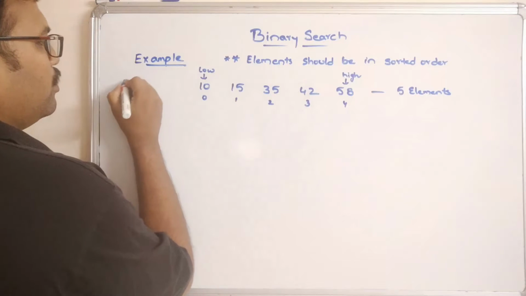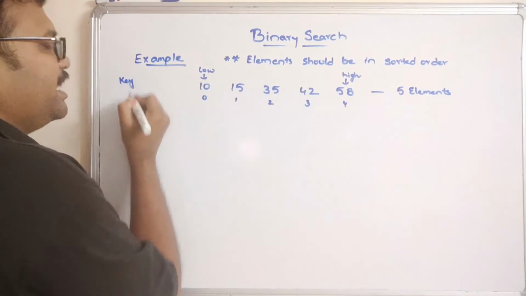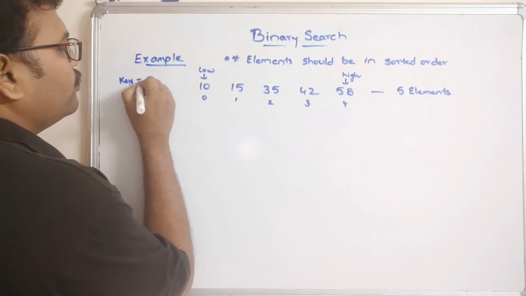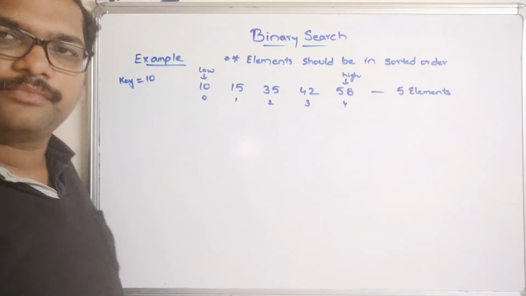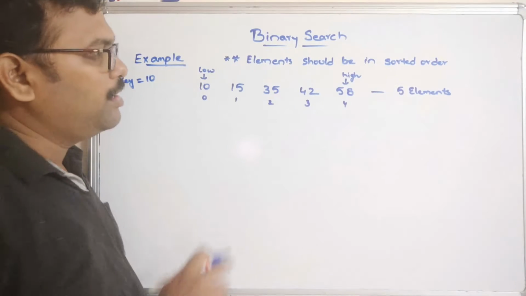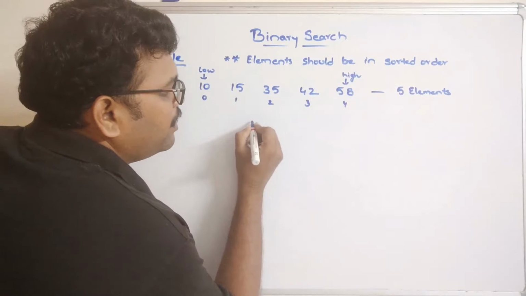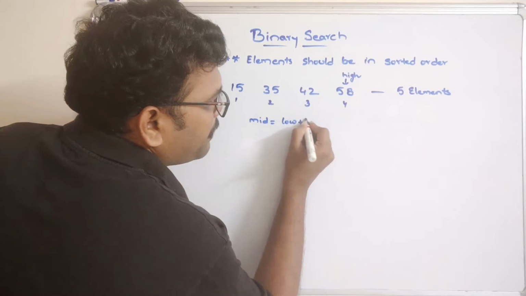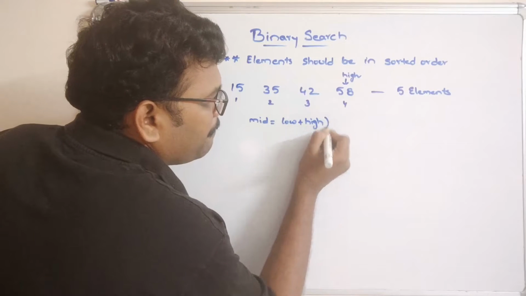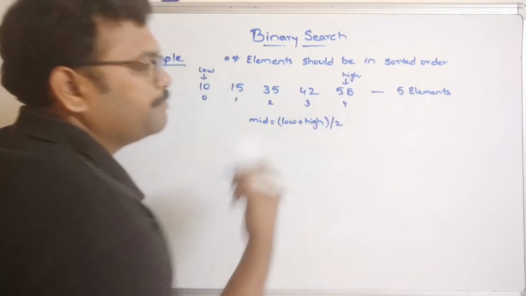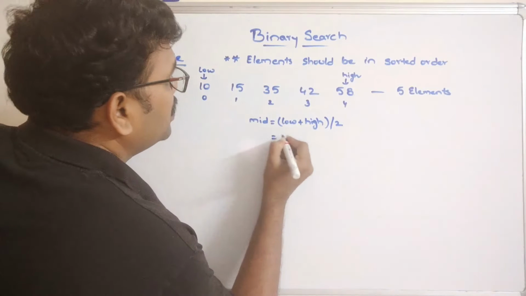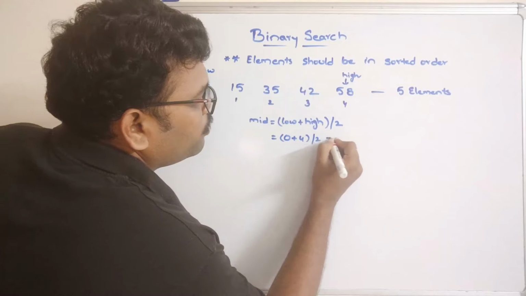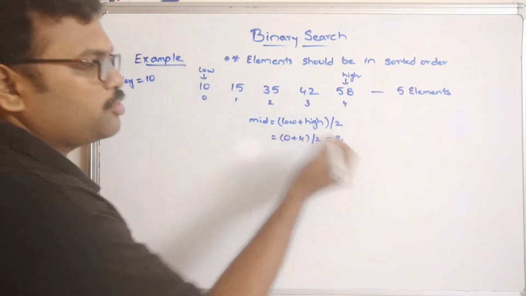Now we need to know the key value, that means the search key. Which element are we going to find? Let the search value be 10. In the first step, find the middle value. So mid is equal to low plus high divided by 2, which gives 0 plus 4 divided by 2, equal to 2. So middle is 2.